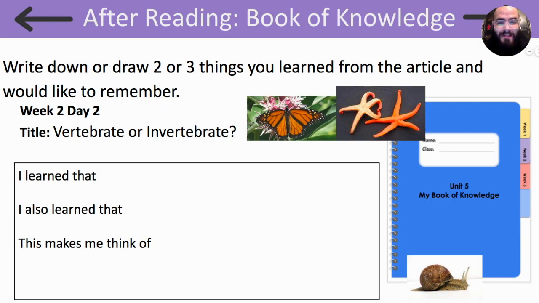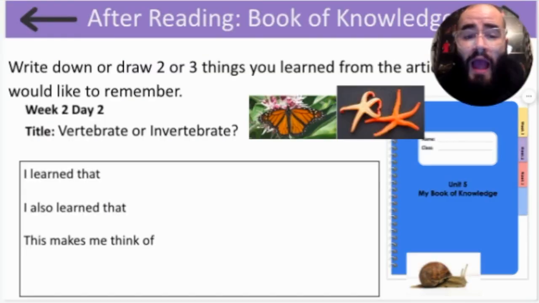Please take out your book of knowledge. I want you to write down 2 or 3 things you learned from the article and would like to remember. Pause the video and take a moment to do this now. I'm going to go back to my article a day so I can find evidence that I can write down in my book of knowledge.